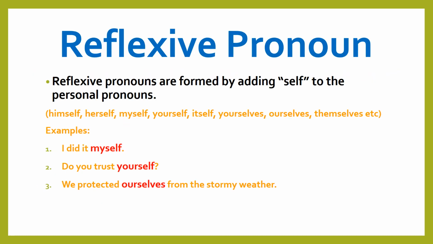Reflexive pronouns. Reflexive pronouns are formed by adding self to the personal pronoun. We already have studied about the personal pronouns, and when we add self at the end of the personal pronoun, it creates another word, and it makes it a reflexive pronoun. Like here we have examples of himself, herself, myself, yourself, itself, yourselves, ourselves, themselves, etc.